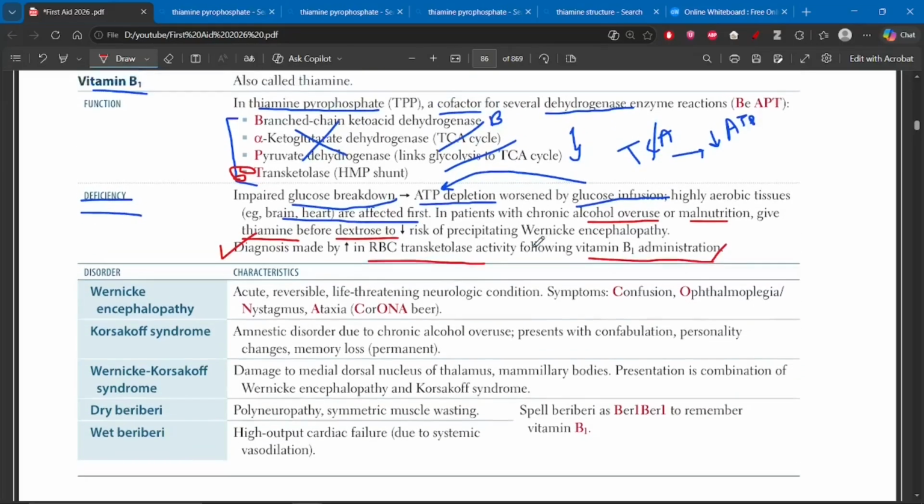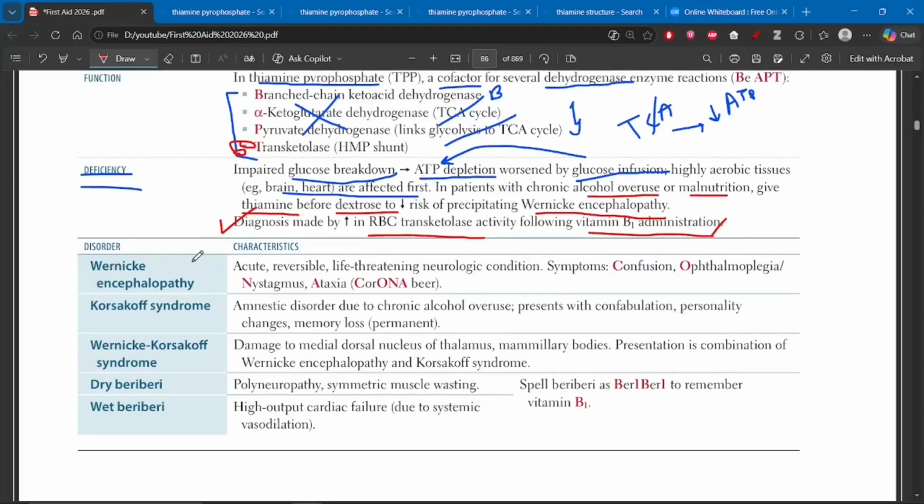All right. There are some things in this paragraph that you might not have understood, like Wernicke encephalopathy. Again, this disorder can be remembered by this synonym, corona beer. This is basically an acute, reversible, life-threatening neurological condition. How is it reversible? You give the patient vitamin B1. That's how it's reversible.